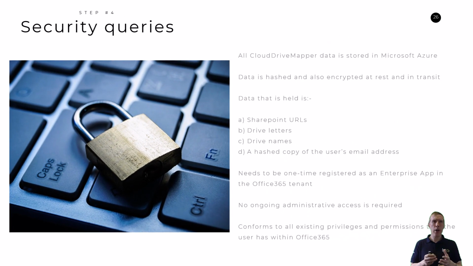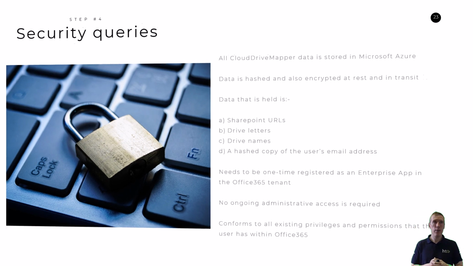People sometimes get a bit twitchy about security when you talk about things like CloudDrive map. However, the data is stored in Azure, it's hashed, it's encrypted at rest and in transit, and it doesn't require any admin access, it just needs to be registered as an enterprise app in Office 365. It conforms to all the existing privileges and permissions that the user has been assigned, and the only data held by CloudDrive map themselves is the URLs, the SharePoint sites with no access and things like that, and hashed copies of the user email address.